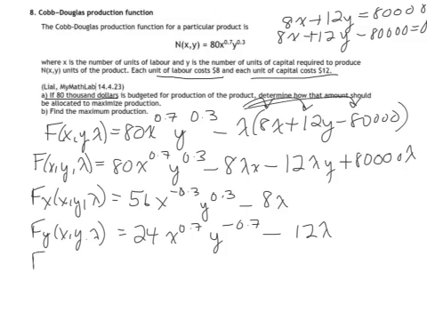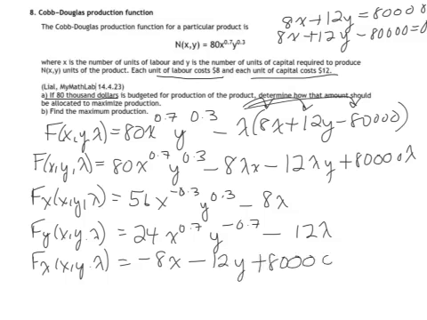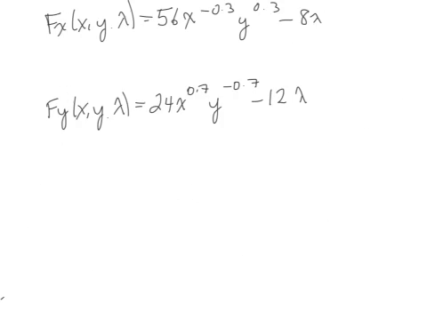So now the derivative with respect to lambda of x, y, lambda is simply negative 8x negative 12y plus 80,000. Okay, let's see what we do next. I've written both the partial derivatives with respect to x and with respect to y here. So we're going to set this equal to 0.